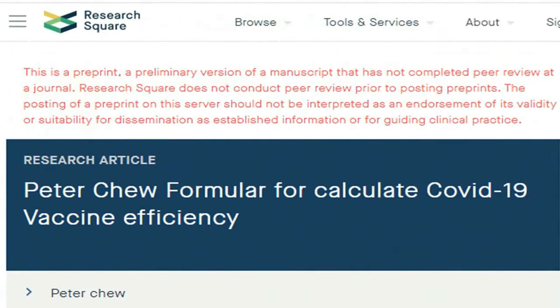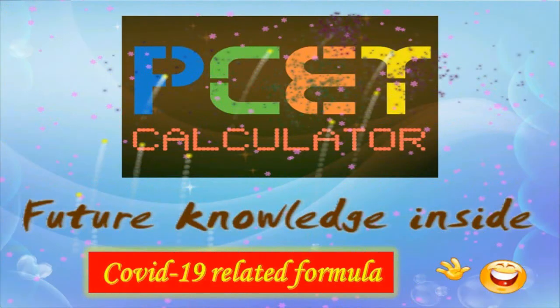Preprint study, PCET formula for calculating COVID-19 vaccine efficiency. Create a new simple formula for calculating the efficiency of the COVID-19 vaccine. Based on considerations, some members of the public have very weak computing power or do not have enough time to perform calculations. Therefore, the new PCET formula needs to be applied to the PCET calculator version 2.